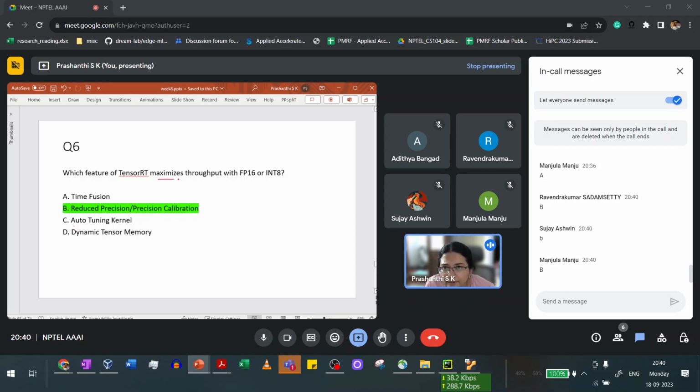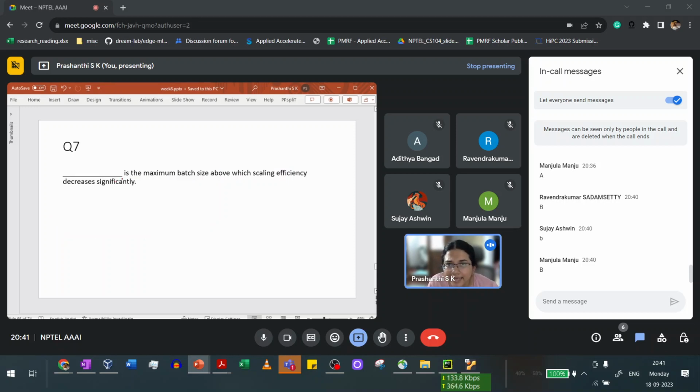Auto tuning. So again, look at what the question asks. Which one maximizes throughput? Auto tuning a kernel is something that TensorRT does, and it also maximizes throughput, but it does not involve FP16 or Int8. Similarly, if you looked at fusion, I'm not sure what time fusion here refers to, but you've looked at kernel fusion or layer fusion. Again, that does not deal with FP16 or Int8. Same goes for dynamic tensor memory. And if you remember what reduced precision is, it involves exactly this FP16 or Int8, and because of that you get a higher throughput. So this is a feature that gives you this and uses this.